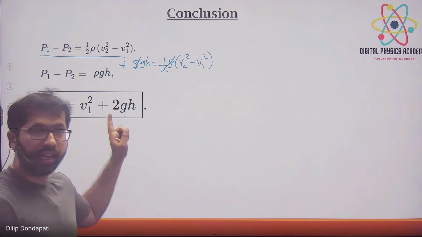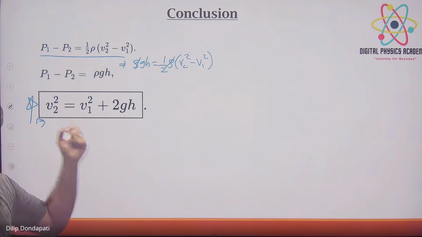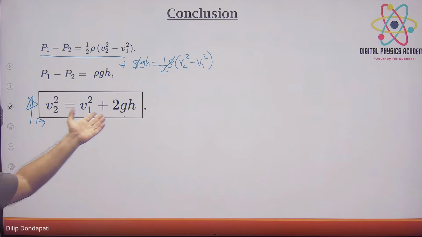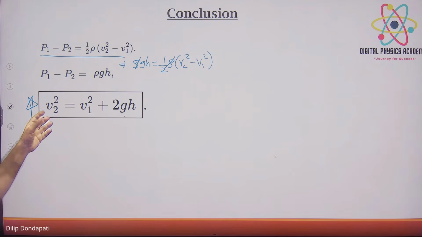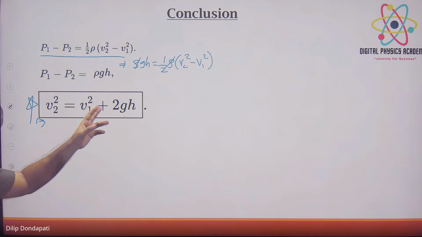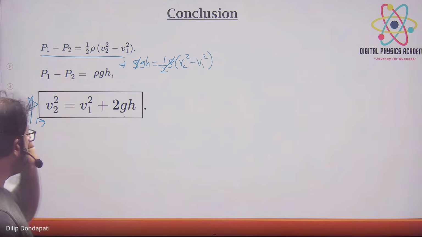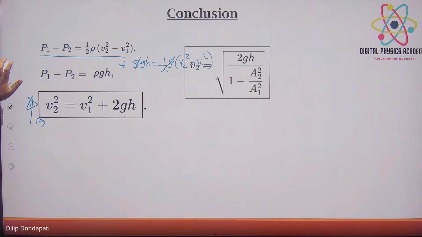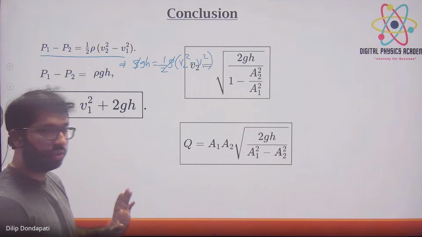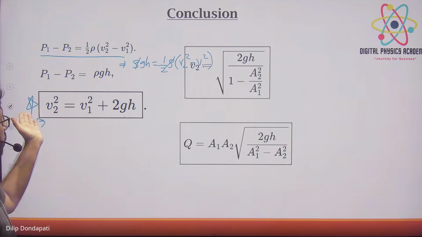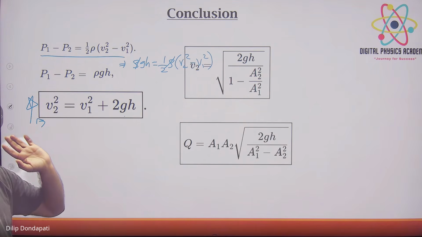So when areas are not given in a Venturimeter, you can use this directly. It is the same formula, V square equal to U square plus 2AS, same thing. V2 square is equal to V1 square plus 2GH, we can use directly in Venturimeter. And other things we know already. V2 we know and rate of flow also you know. These are the formulas we'll use. Whenever areas are not given, directly use this one: V2 square is equal to V1 square plus 2GH.